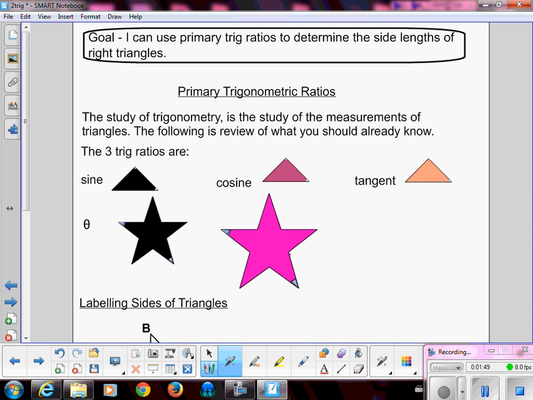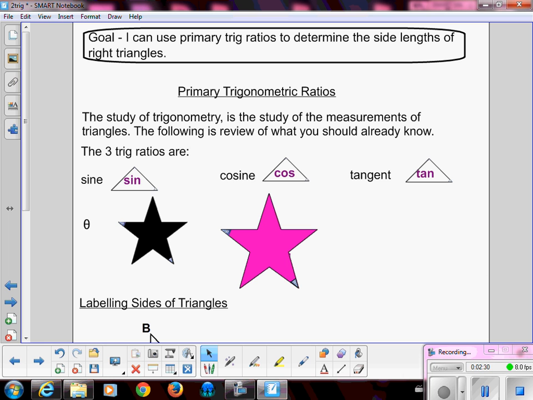So first of all, we know that the study of trigonometry is actually the study of measurements of triangles, everything to do with measuring triangles. So this is a review of what you should already know. So I'm assuming you know that. So the three trig ratios are, first of all, sine, we use the short form SIN. So we don't say the sin of an angle, because angles don't have sins. We say sine, because SIN is short form for the word sine. When we're talking about cosine, its short form obviously is cos. And tangent, its short form is tan.